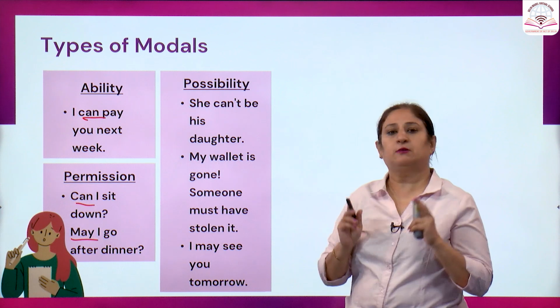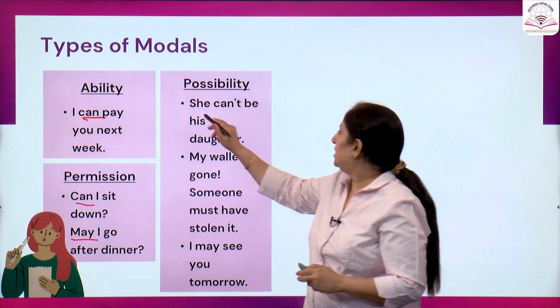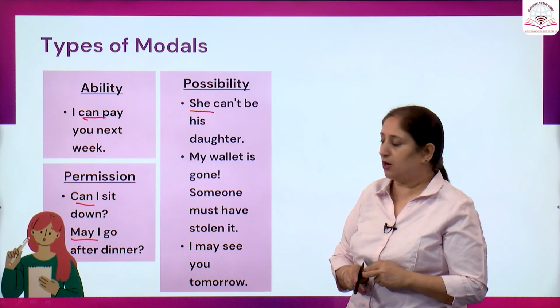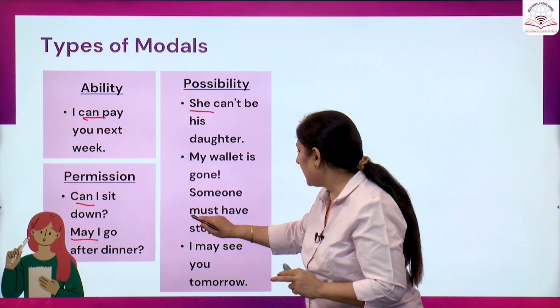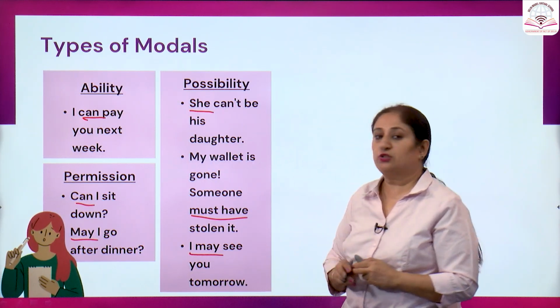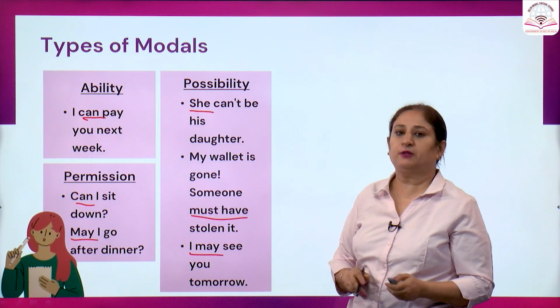Another type is possibility. Some examples for this type are: she can't be his daughter; my wallet is gone, someone must have stolen it; I may see you tomorrow. So here these underlined words express possibility.